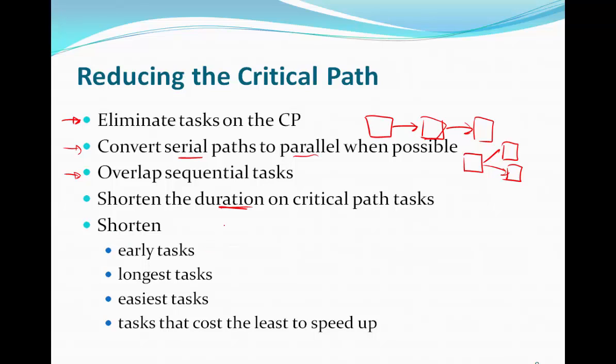If you shorten the first task in your project, that would allow you to reduce your critical path. Reducing the longest tasks, taking a look at the easiest tasks to reduce, looking at tasks that have the least cost to speed up. That would give you, I guess, the better bang for your buck as you work towards reducing your critical path.